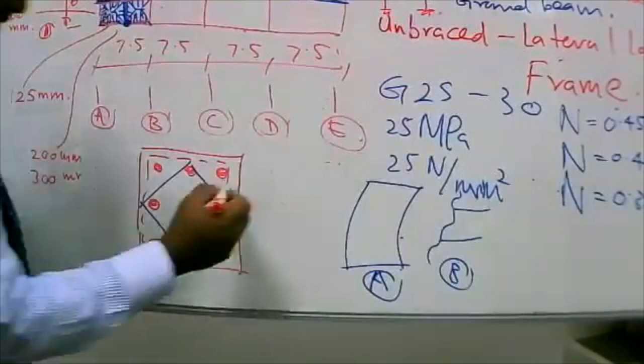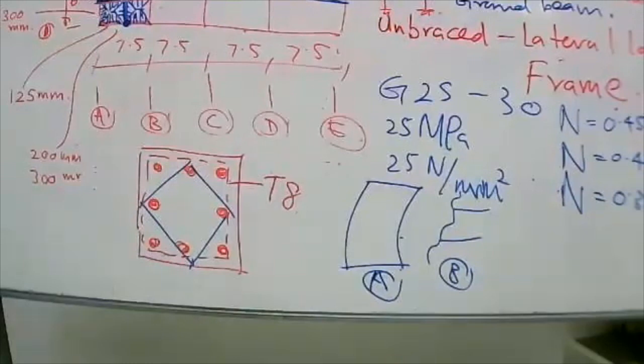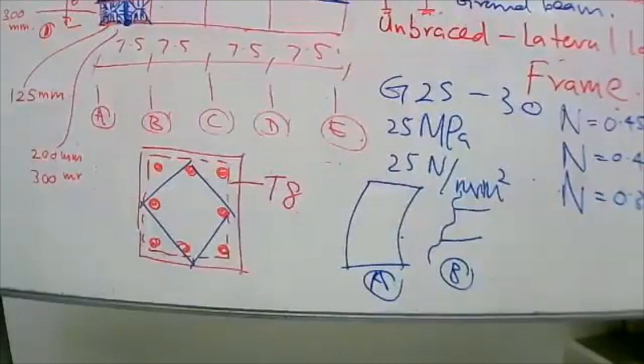And what is the size of the link? T8. Never use arc or minus T in the column links, because minus T cannot provide sufficient confinement in case of an earthquake. Then you have to ask the question, can earthquake hit Sri Lanka? Unfortunately, answer is yes. Answer is yes, but not very high magnitude, but magnitudes up to about 6 on Richter scale is a possibility.